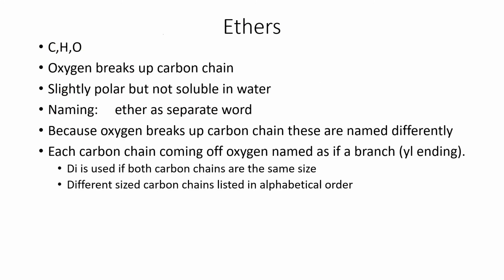Our next functional group that we want to talk about are the ethers. And ethers contain carbon, hydrogen, and oxygen. What makes an ether is that you will have an oxygen that breaks up the carbon chain. So you'll have the carbon chain, but then an oxygen will disrupt that carbon chain. So you'll get this type of structure.